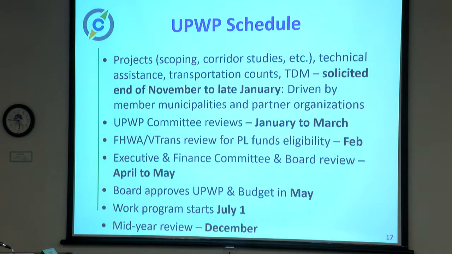In January, those project requests are due. The UPWP committee meets January, February, March to help organize all of those. We do an eligibility review with Federal Highways and V-Trans to make sure that we can use transportation dollars for transportation projects. Then the recommended work program comes. We present it to the TAC, the executive committee, and the board ultimately adopts and approves it, and we begin work in July. We do a mid-year review in December. We want to make sure we're staying on track. Some projects take a little bit longer to start than others, so we're able to reallocate some funds as needed to help keep projects moving along.